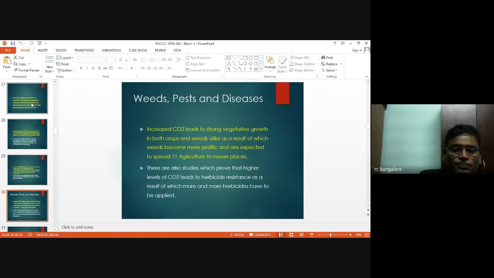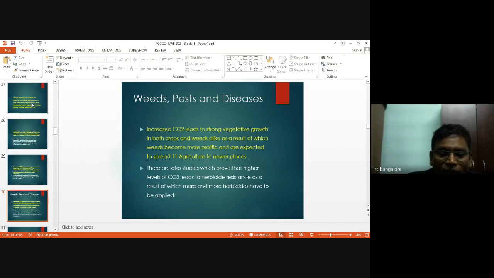agricultural productivity. The increased carbon dioxide leads to strong vegetative growth in both crops and weeds alike, as a result of which weeds become more prolific and are expected to spread, leaving agriculture to newer places. What will happen? These weeds which grow along with the crop compete for nutrition. There are also studies which prove that higher levels of carbon dioxide lead to herbicide resistance, as a result of which more and more herbicides have to be applied.